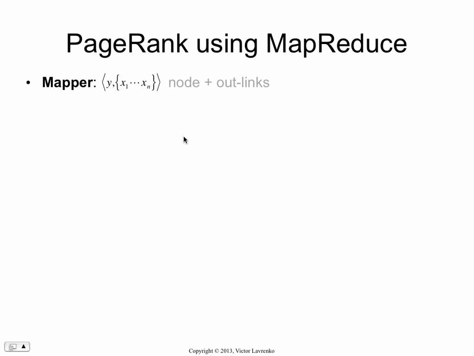And the way you do this is you set up your mappers and reducers as follows. Your mapper is going to get one row of the adjacency matrix. That row basically, Y is the row number, that's the node in the graph, and it's going to get a set of outgoing links from that node. So the mapper is going to emit the initial PageRank.